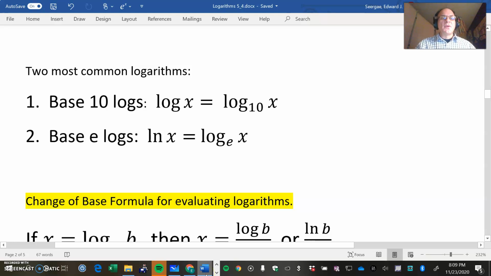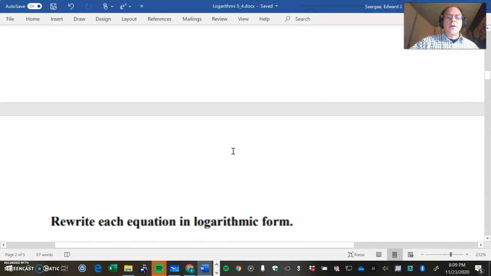Okay, so the two most common logs are the base 10 logs. That's called your common log. So if I see just a log of x, that means log base 10 of x. This is not a 1, this is an L. ln stands for natural log. I don't know why they don't make it NL. That would make too much sense to make it NL for natural log, but it's ln. That just means it's log base E of x. And so that's what we're going to be able to use for our other things.